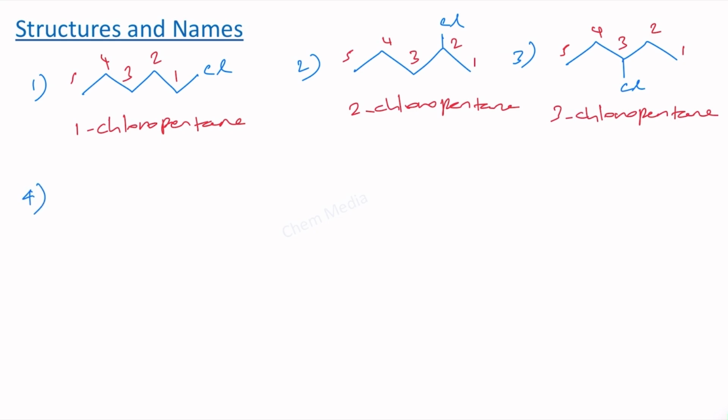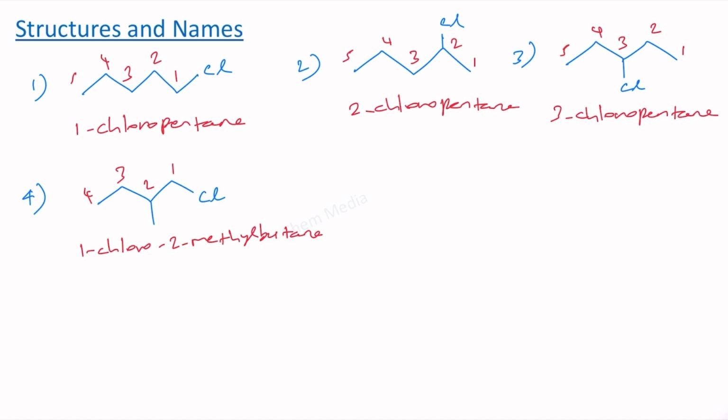Let us go to the butane chain. 1, 2, 3, 4, then one methyl group at 2 position and then carbon chlorine bond at 1 position. And this is 1-chloro 2-methyl butane. Even though methyl and chlorine both are substituents, we have to mention chlorine first because as per alphabetical order C comes first before M.